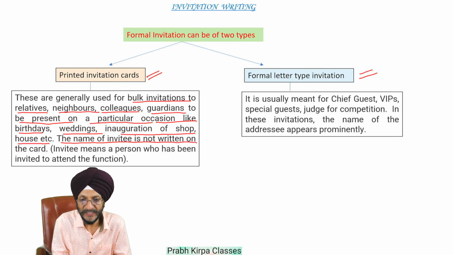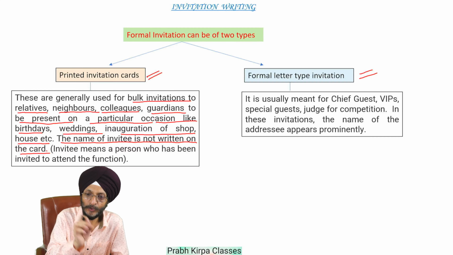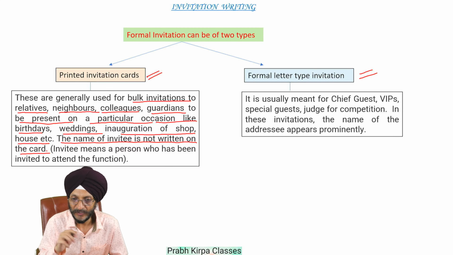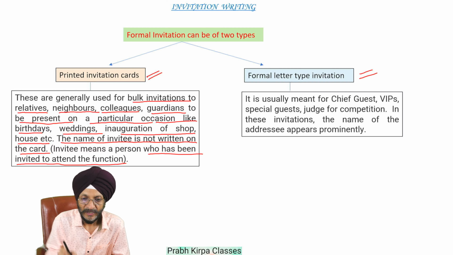When a person invites you for a marriage party or to his birthday party, does he write your name on the card? Have you seen your name printed on the invitation card? No, your name is not there. It is only on the envelope which contains the card. So invitee means a person who has been invited to attend the function.